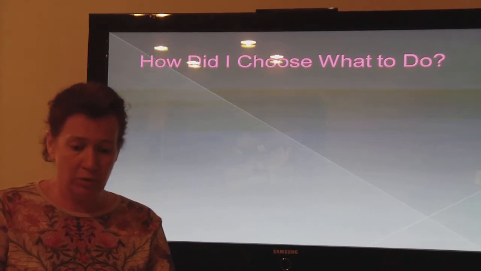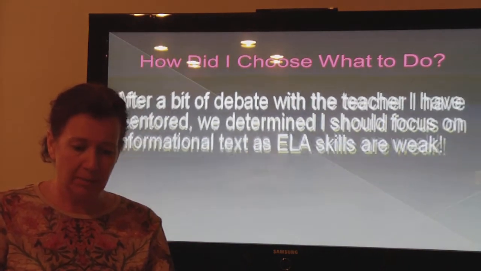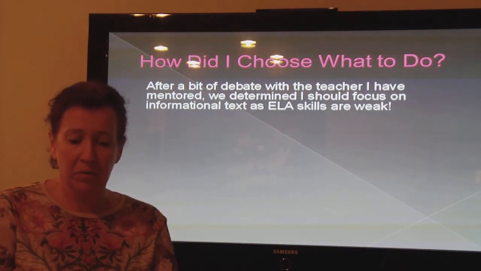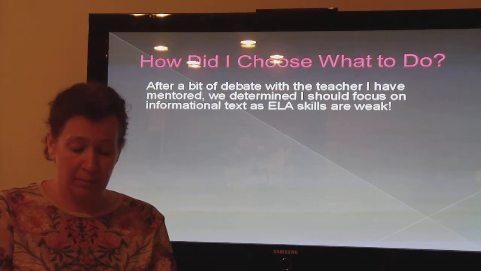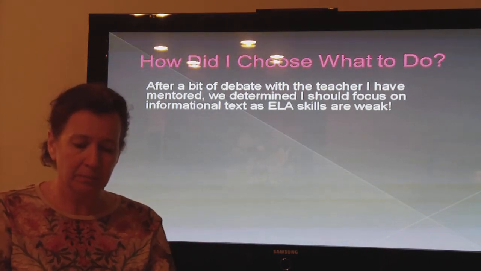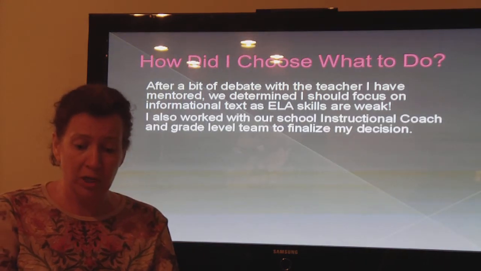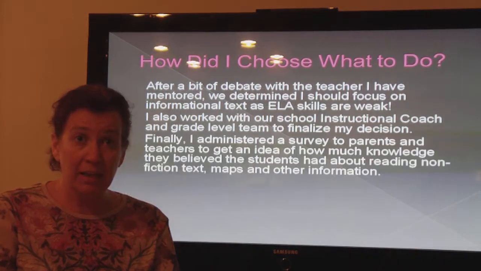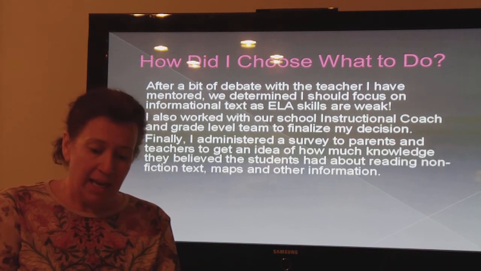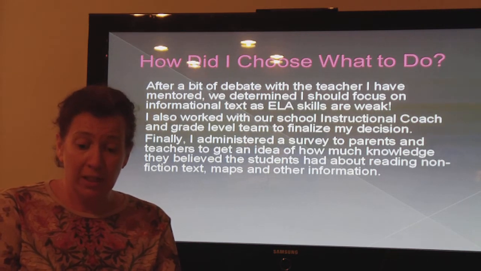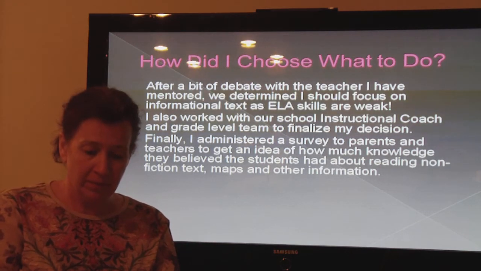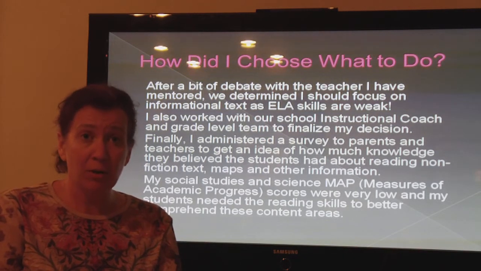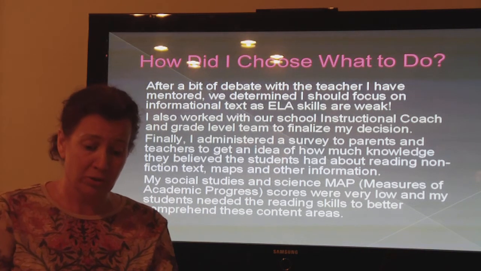So how did I choose what I wanted to do? It was a multi-step process, actually. First, the teacher that I chose to be a mentor to, Lynn, and I talked about what we needed to do. And we chose informational text because first, ELA skills were extremely weak. Then I worked with our school instructional coach and our grade level team to help finalize my decision. I also worked with parents and other teachers as I administered a survey, and I learned that we need to talk about informational text, nonfiction text, maps, and other information. And finally, my social studies science MAP scores, or measure of academic progress, were low, and we needed to address those concerns.